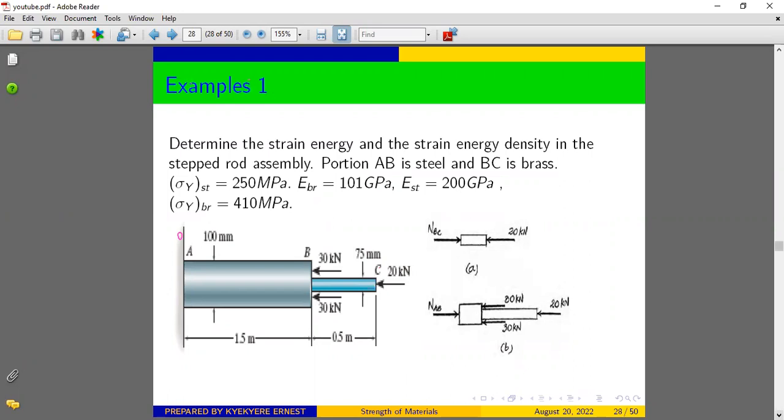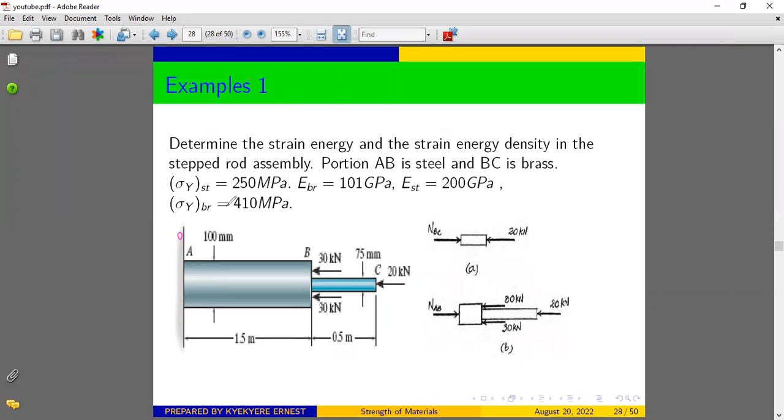In the steel rod assembly, AB is steel and BC is brass, and we have been given the stress up to the yield point at 250 for steel, and that of brass is this, and then the modulus of elasticity for steel and modulus of elasticity for brass.